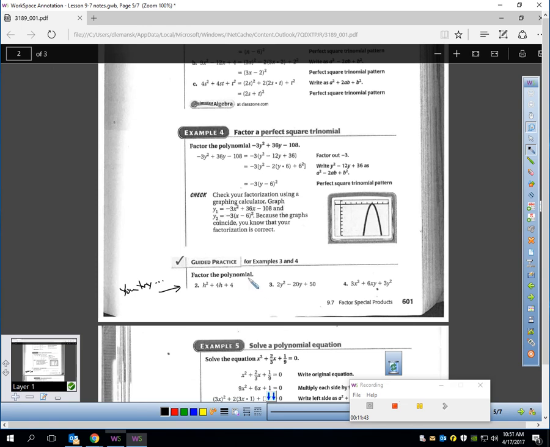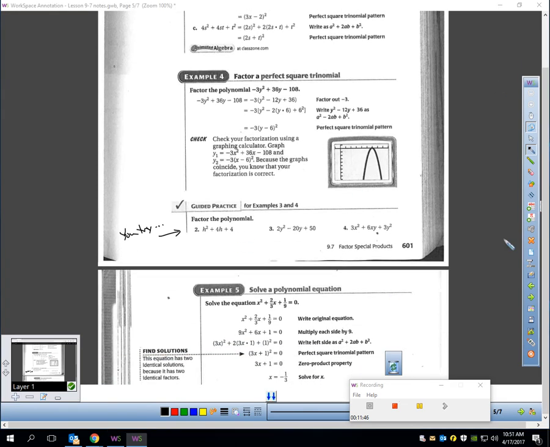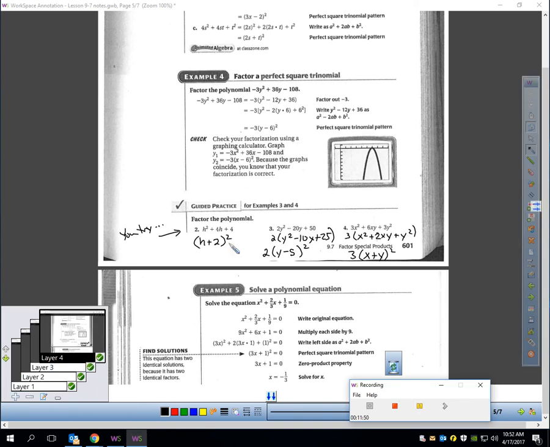Let's have you pause the video, and let's have you try these 3. Okay, so the first one, this is a perfect square trinomial. H is being squared, 2 squared is 4, and if I take 2 and h and double, I get 4h in the middle. This is just h plus 2 squared.